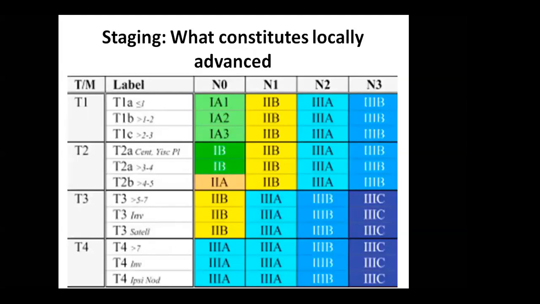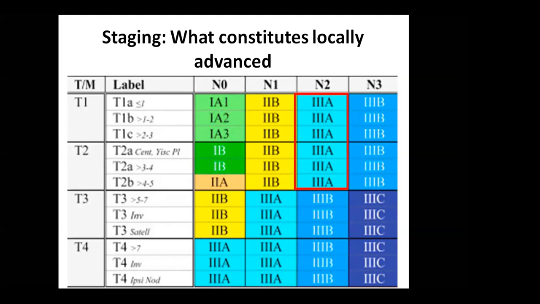So coming to the stage group and what actually constitutes a locally advanced lung cancer. Any N2 disease, irrespective of the primary, goes into stage 3 lung cancer, and the division into A, B, and C will depend upon the primary.